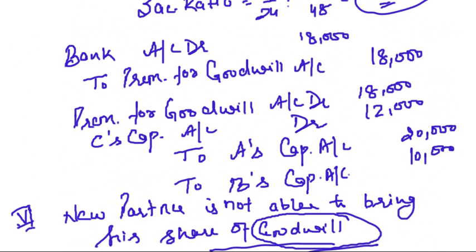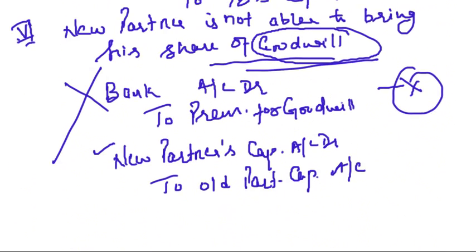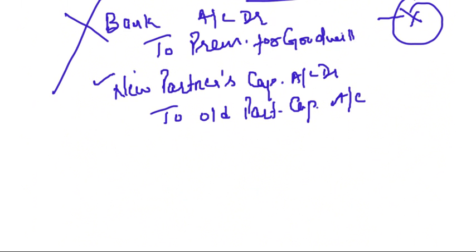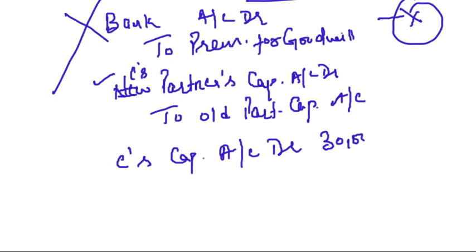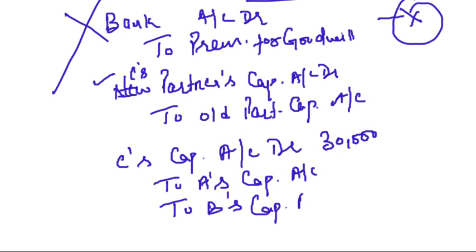Say in the above example, this 30,000 amount of premium for goodwill he is not able to bring. He is bringing 0. So what will be the journal entry? New partner is C. I'll say C's capital account debit. What is the amount? 30,000. To old partners, to A's capital and to B's capital account. In which ratio? Again in sacrificing ratio, because the old partners will be compensated in sacrificing ratio only. So this amount will come to 20,000 and 10,000.